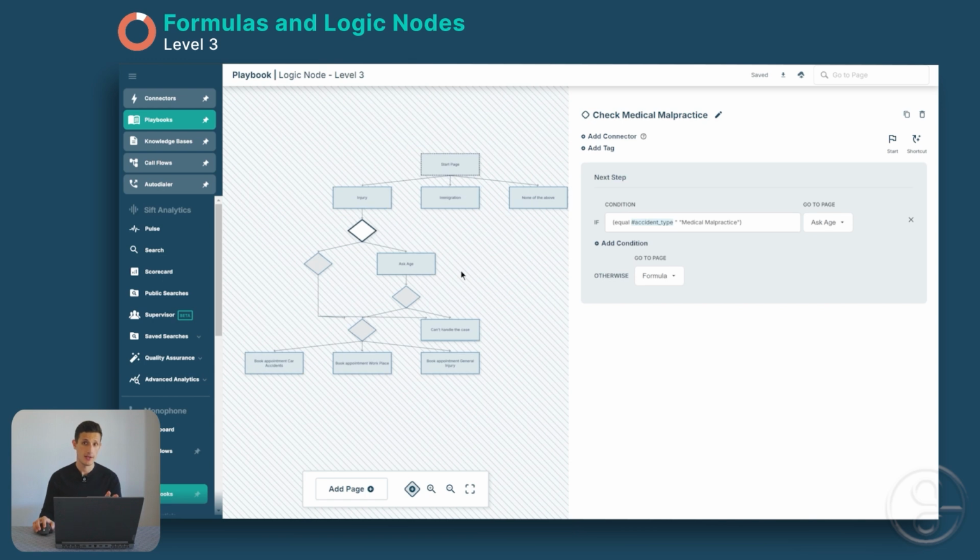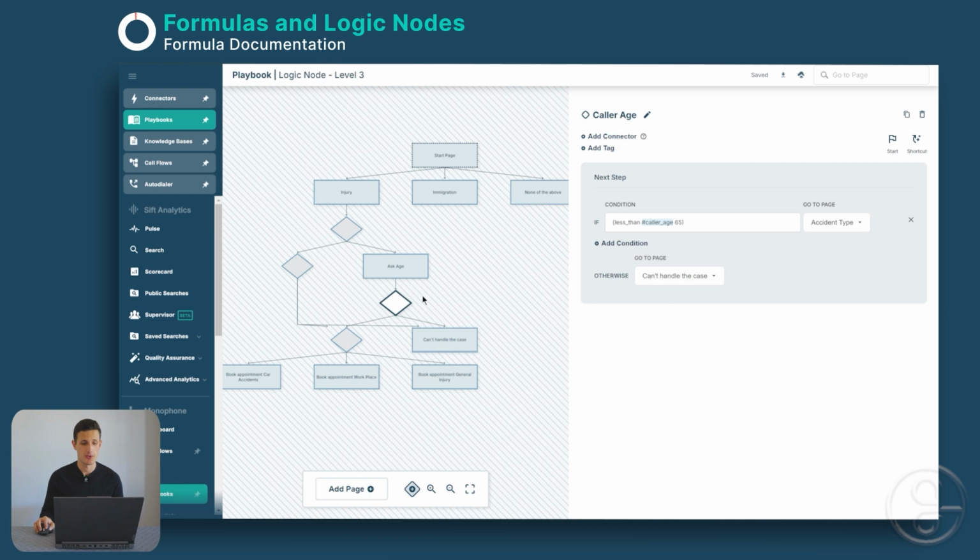As you can see in this last level 3 logic node playbook, this is really data-driven branching. So based on the data our AI agent Grace collects, we can really be specific on where we want the caller to go and what their next actions are and what we would like to do for them.